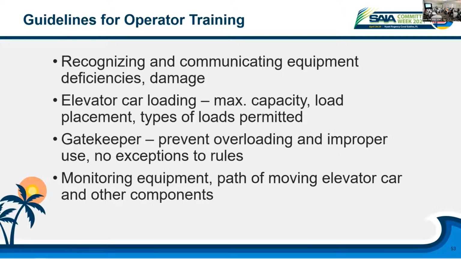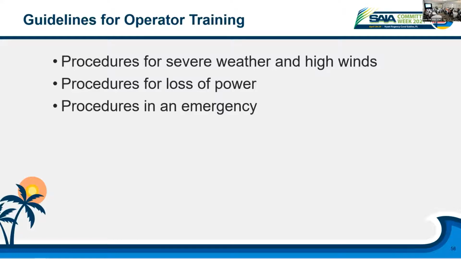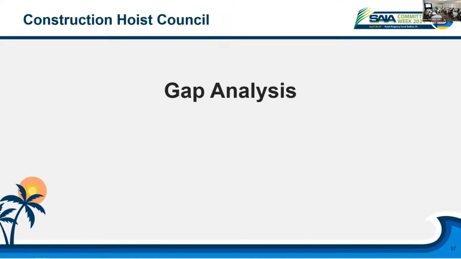And part of the inspection process, monitoring the equipment, the path of the elevator car and other components. Power cables, very important. Make sure that that power cable is unobstructed. And then severe conditions: weather, high winds, electrical storms. What happens with loss of power? In an emergency situation, what are the procedures? What is the plan? And that's it. Okay. So we're switching back and forth here.